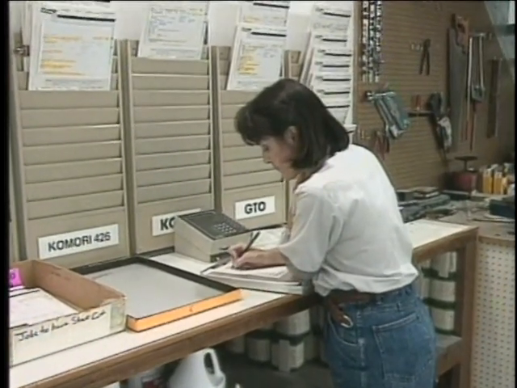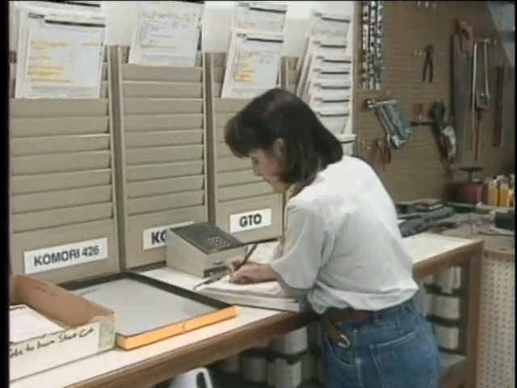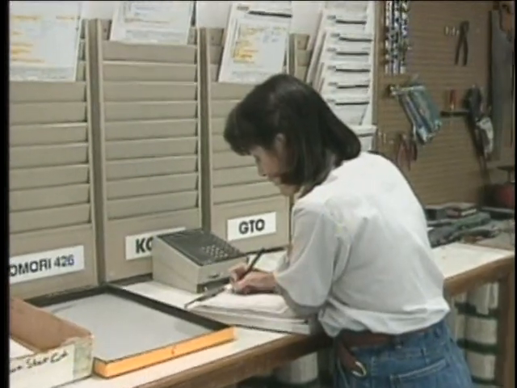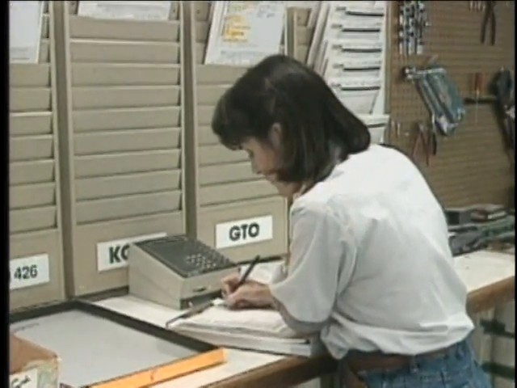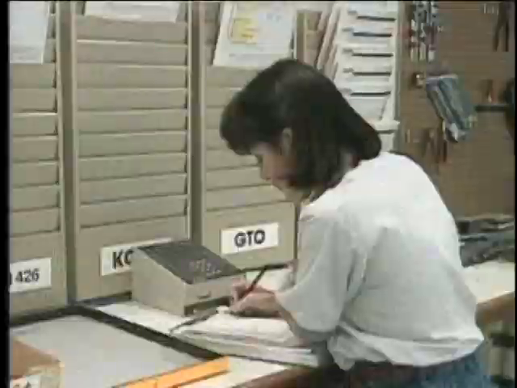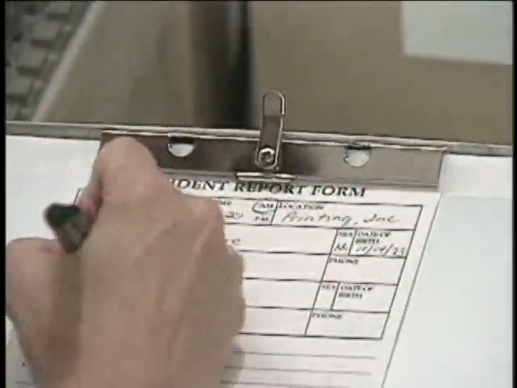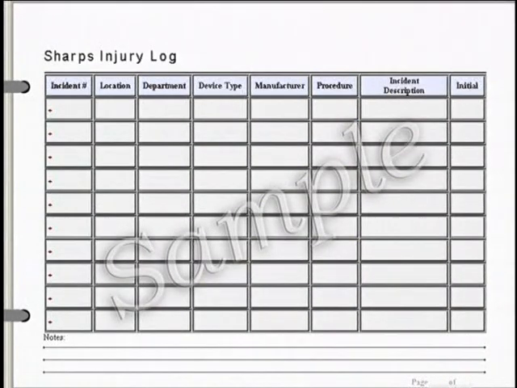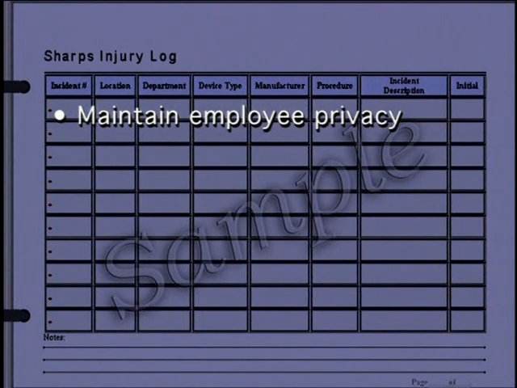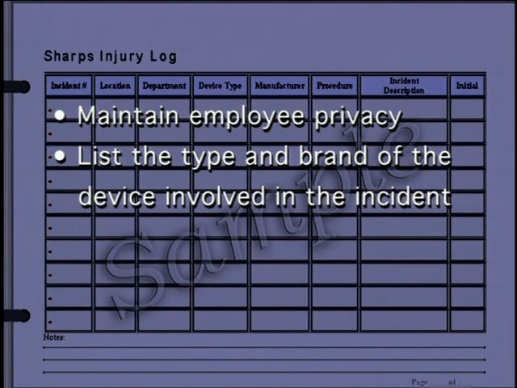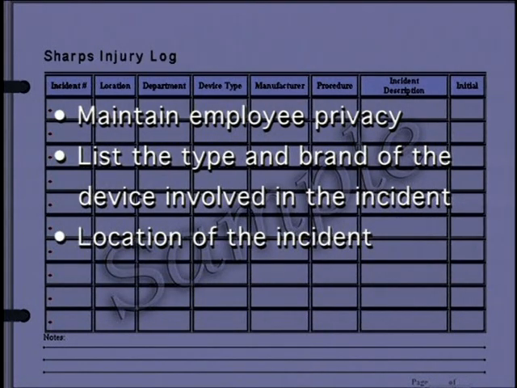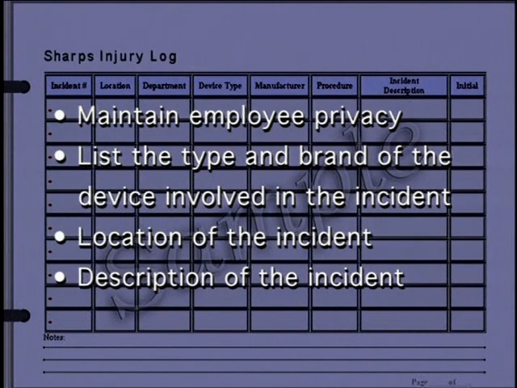Following any exposure incident, you should immediately report the exposure incident to your supervisor and follow the steps in the exposure control plan for confidential medical evaluation and follow-up. Employers must maintain a sharps injury log for the recording of injuries from contaminated sharps. The log must maintain employee privacy, list the type and brand of the device involved in the incident, include the location of the incident and description of the incident.